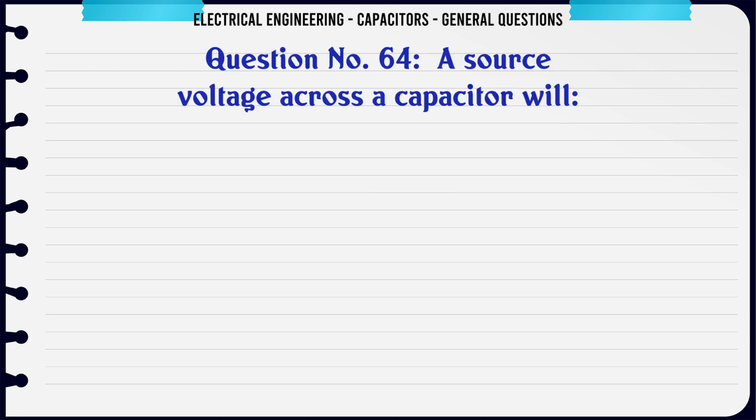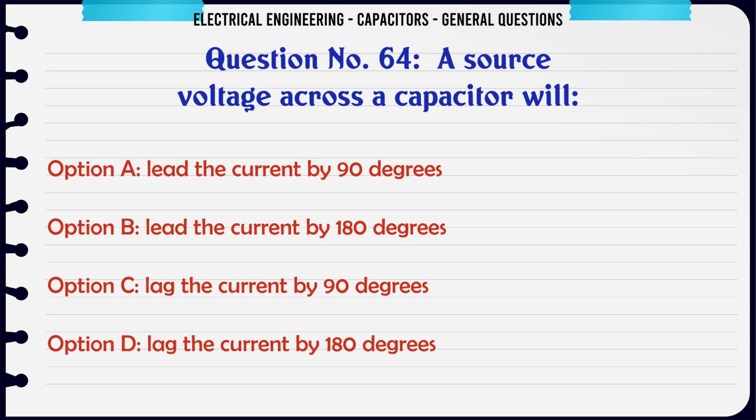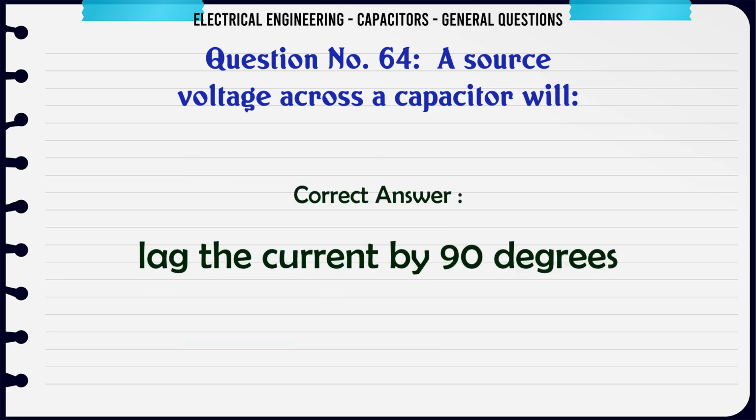A source voltage across a capacitor will A. lead the current by 90 degrees, B. lead the current by 180 degrees, C. lag the current by 90 degrees, D. lag the current by 180 degrees. The correct answer is lag the current by 90 degrees.